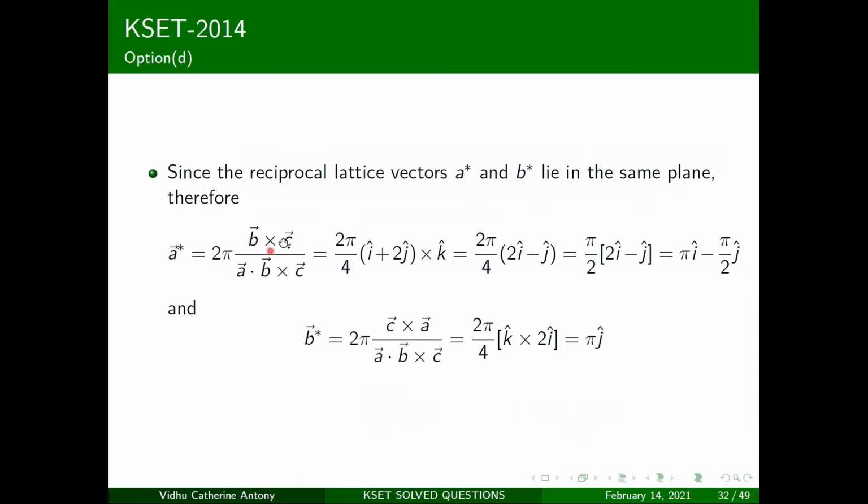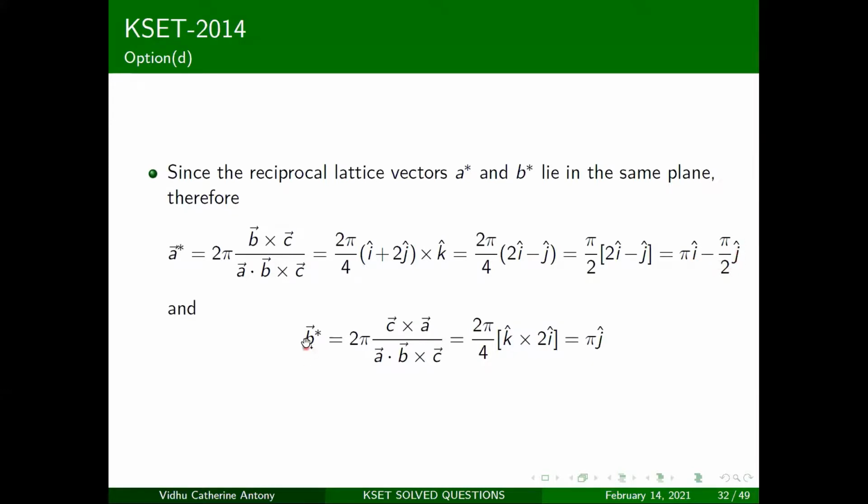Okay, so you know that your B cross C, what did you get? This is the value of B that was given to you in the question. So that's I cap plus 2 J cap crossed with your K cap, which you assumed. Your C was assumed to be K cap. And then what is the volume of the unit cell that you had? You had 4 that you calculated earlier. So here you have a 2 pi factor that's there. Once you start doing this, you have an I crossed with a K, that's a minus J, 2J crossed with K, that's a 2I. And once you simplify this, you end up getting pi I cap minus pi by 2 J cap.